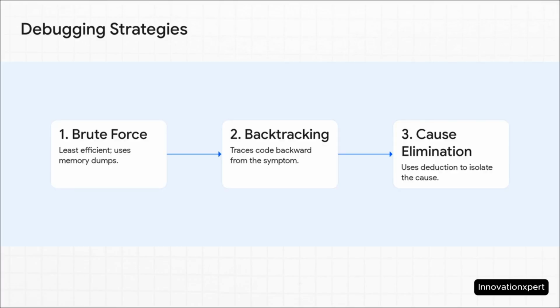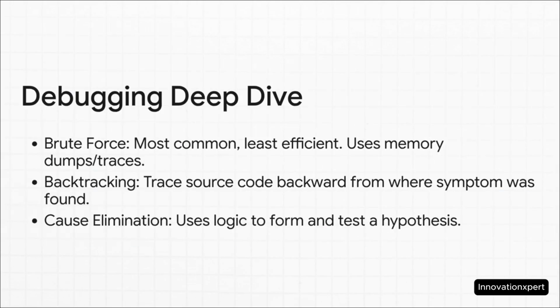Now, even though it's an art, developers do have some systematic strategies for hunting down these bugs. They've got a few go-to methods. There's brute force, which is kind of what it sounds like. You just gather a massive amount of data and hope the clue is in there somewhere. A bit more elegant is backtracking, where you start from where the crash happened and trace your steps backward through the code. But the coolest one is cause elimination. This is pure Sherlock Holmes. You form a hypothesis, and you design little experiments to prove or disprove it until you find the culprit.